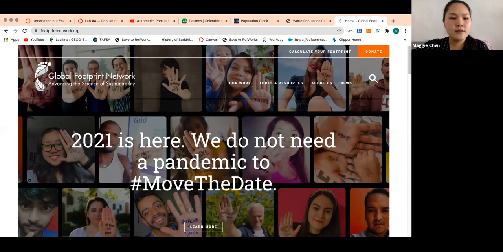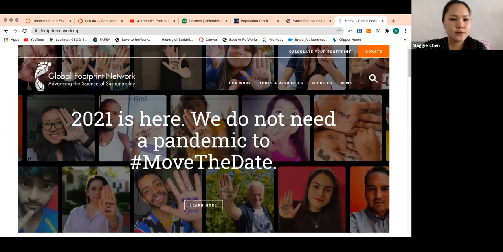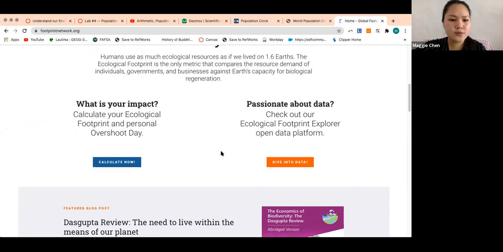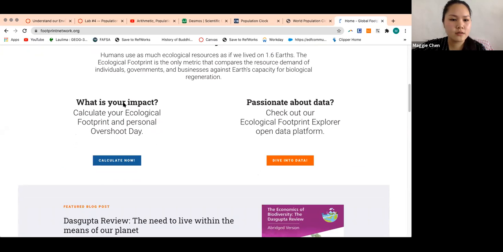And on the front page of the Global Footprint Network, they have this main page at the top, and right as you scroll down, you can click on Calculate Now to look at your own ecological footprint and your own impact.